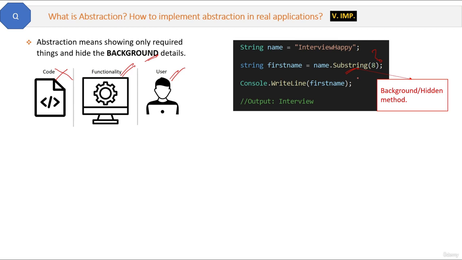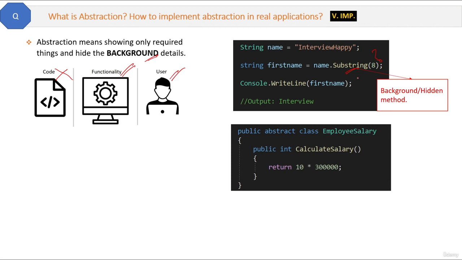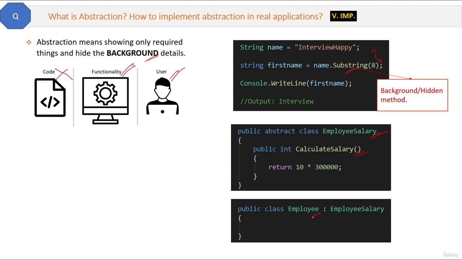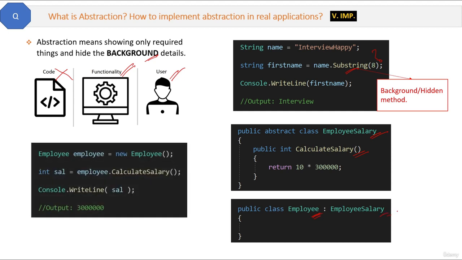Remember, abstraction is a concept and you can implement it in different ways. One way to implement it is by using abstract classes and interfaces. For example, here is a base abstract class, employee salary class, and inside this you have a calculate salary method. Now this class and method can be used by derived classes like this. When you create the object of this employee class and use this calculate salary method, even if you don't know what the internal logic is, you can use the calculate salary method in the proper way and you will get the proper output.